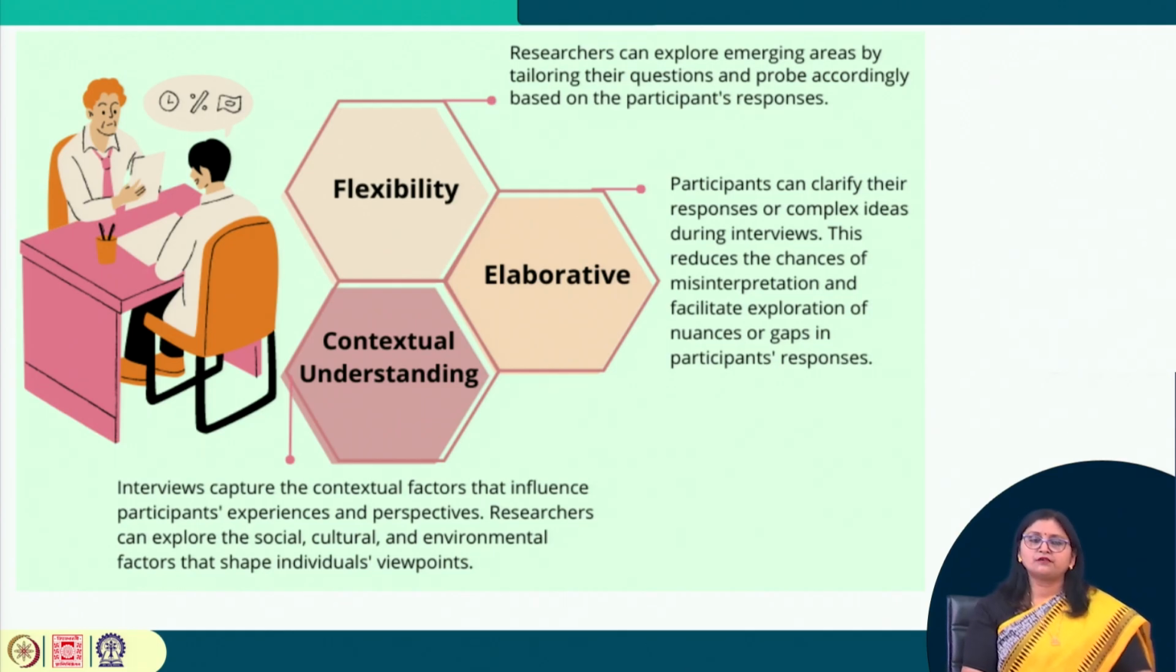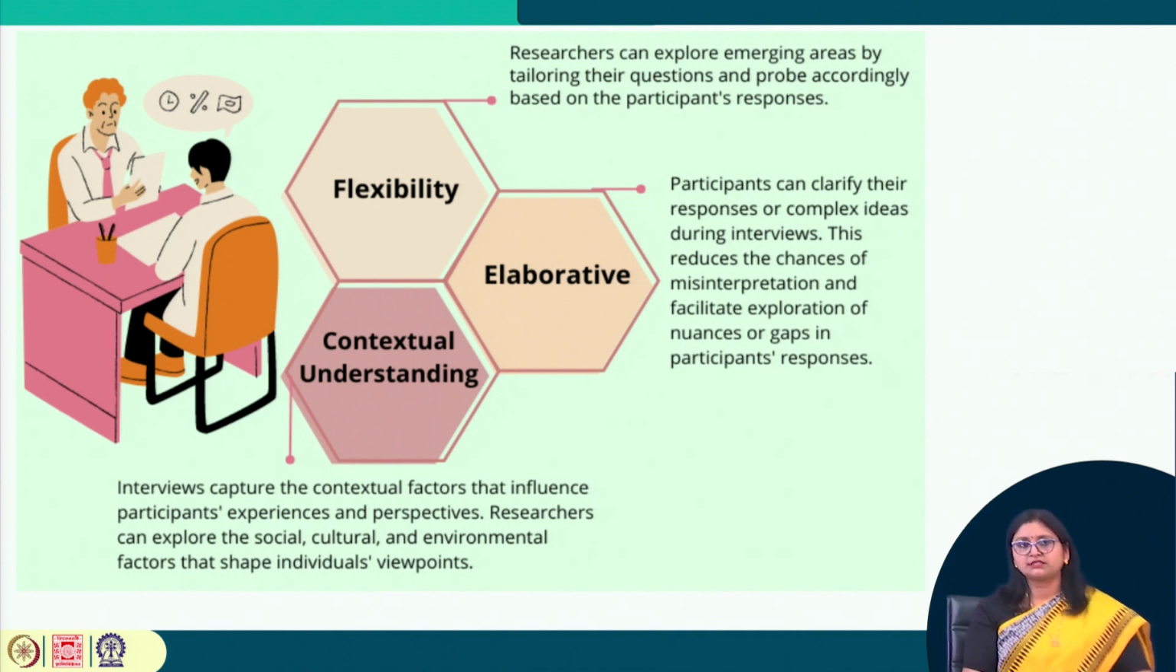So, if you are going to conduct the research interview, then the researcher can explore the emerging areas by designing their questions and probe accordingly based on the participants' responses. Participants can clarify their responses or complex ideas during the interviews. This reduces the chances of misinterpretation and facilitates exploration of nuances or gaps in the participants' responses. So, it is elaborative. If there is any query from the interviewee side, then they can ask the question of the interviewer.